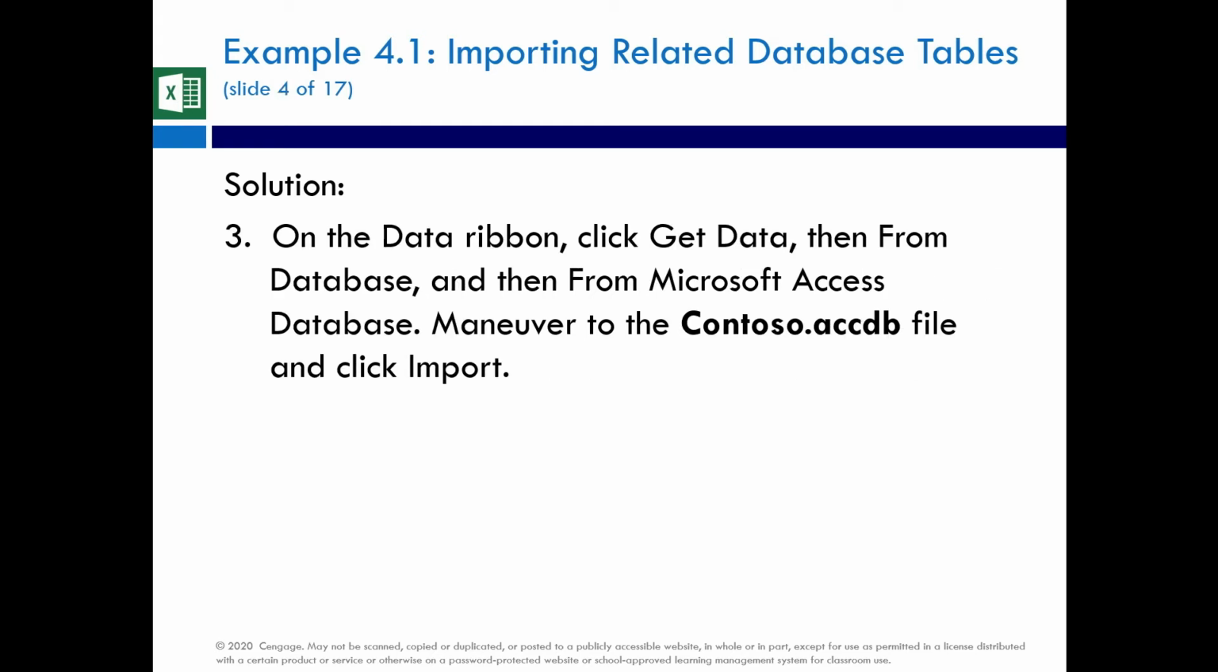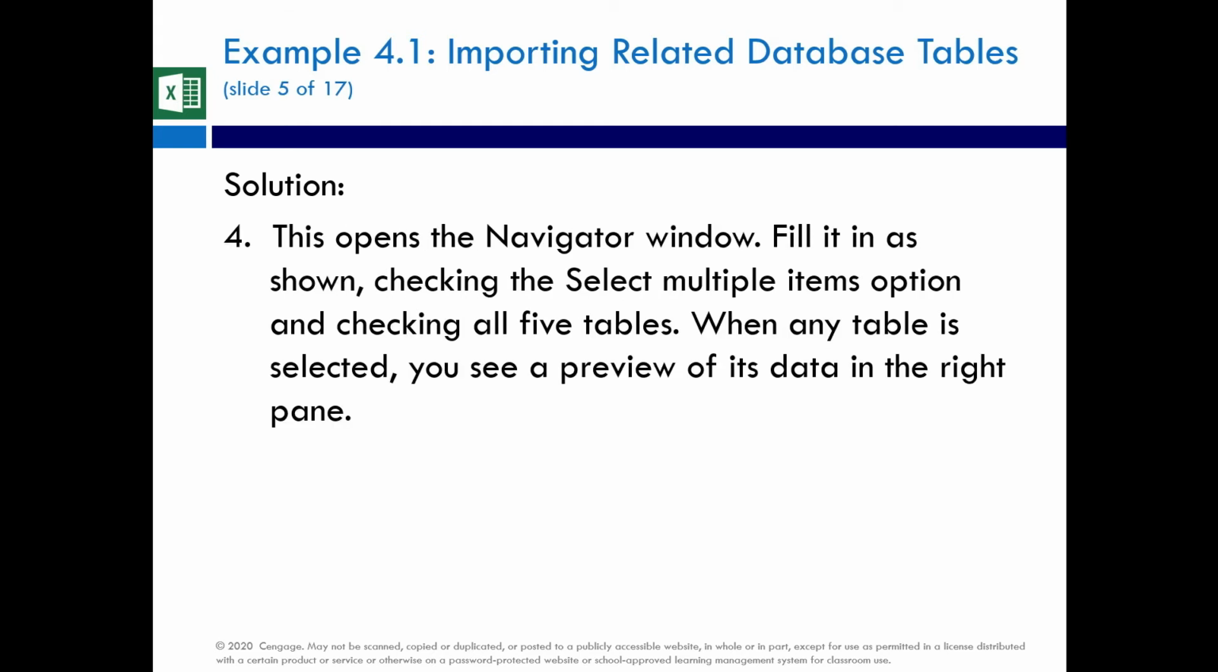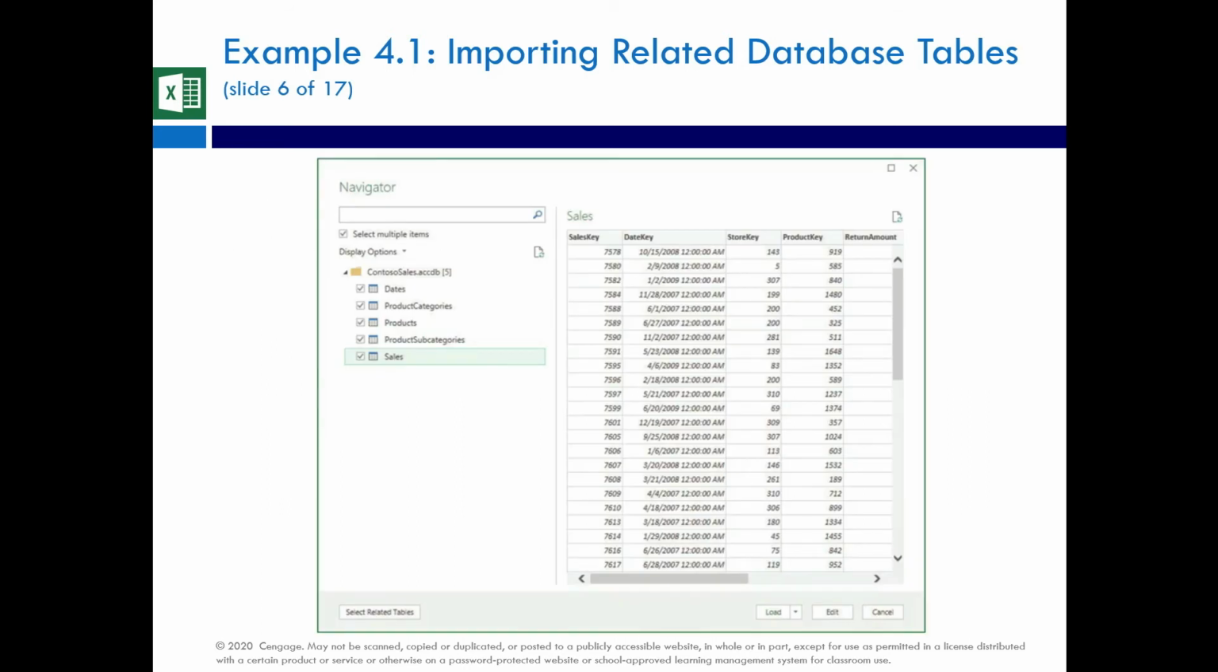On the Data ribbon, click Get Data, then From Database, Microsoft Access Database, maneuver to the Contoso file and import. This opens the Navigator window. Fill it in as shown, checking the Select Multiple Items box and checking all 5 tables. When all tables are selected, you'll see a preview of the data. This is what it's going to look like when it brings it in.